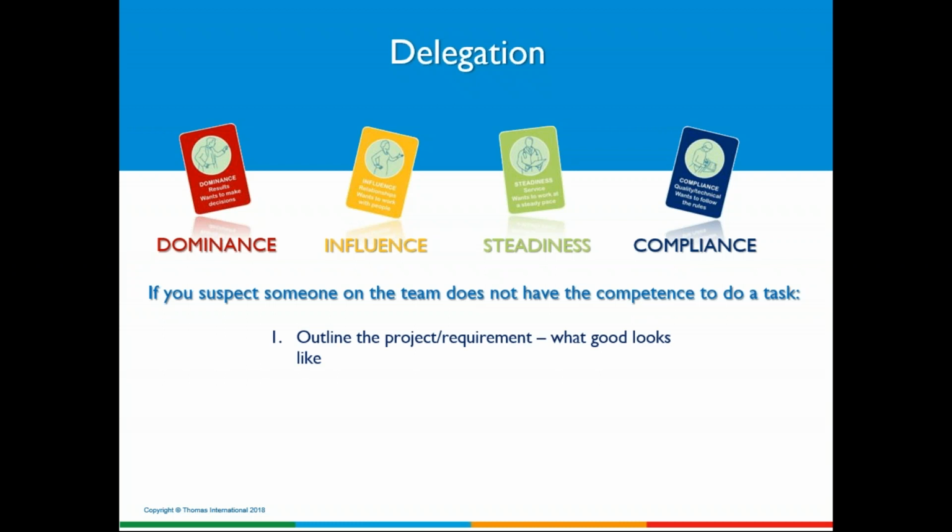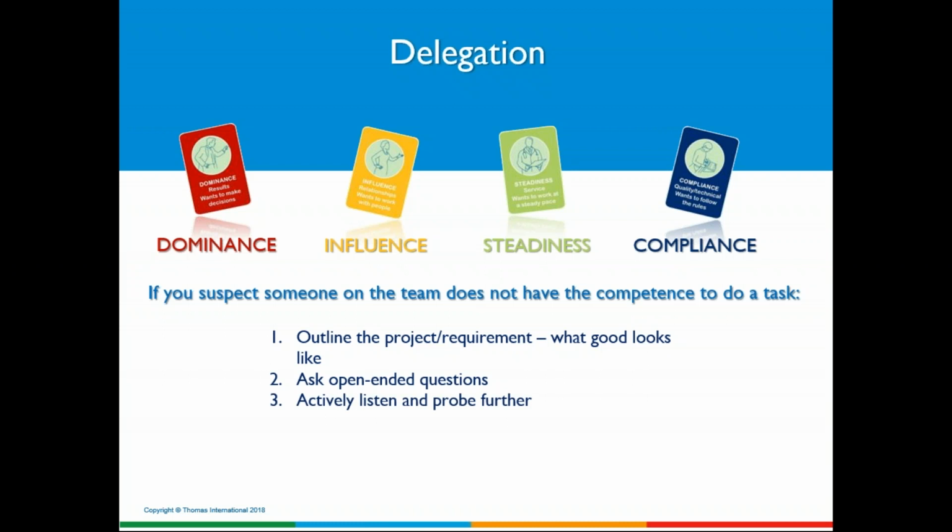So, step one, outline the project or requirement. What does good look like? They need to know when you're delegating, what are your expectations? Two, ask open-ended questions, not questions to which the answer can be yes or no. For example, don't say, do you need anything else? Because most people are going to say no. If you say, do you know what you're doing? Most people are going to say yes, because they fear not knowing. Instead, say to them, talk me through how you're going to do this so that you can find out if they understand how to do it.